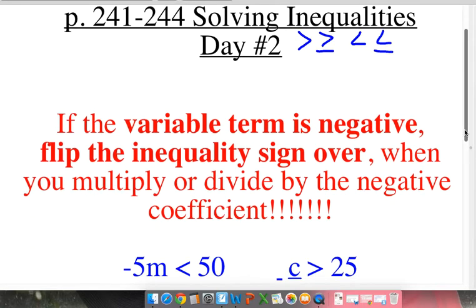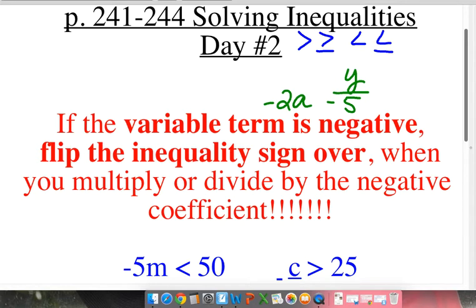The catch is, if the variable term is negative, that means if the number that's stuck onto the variable is negative, for example, this is a negative variable term, and this is a negative variable term. If you end up with a situation like that, where the variable term has a negative on it, you are going to have to flip the inequality sign over when you multiply or divide by that negative number, that negative coefficient.